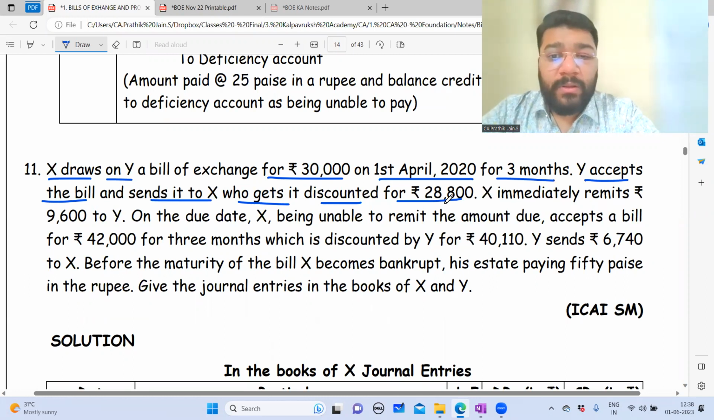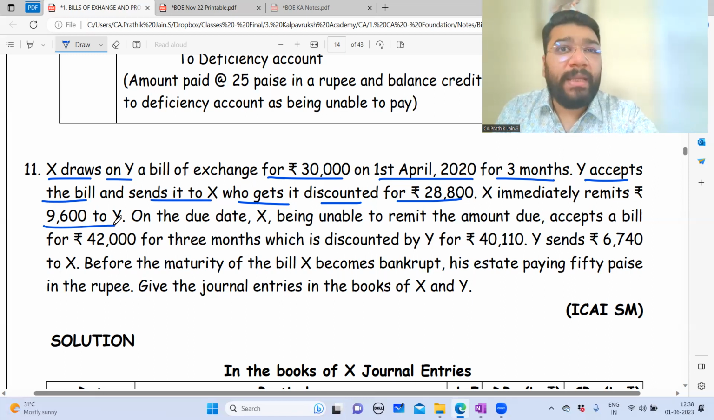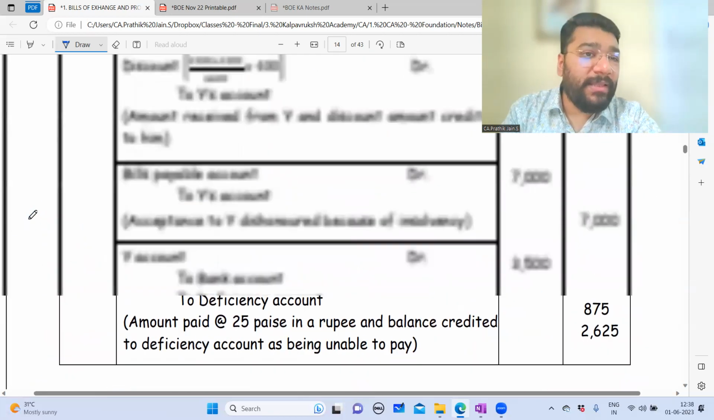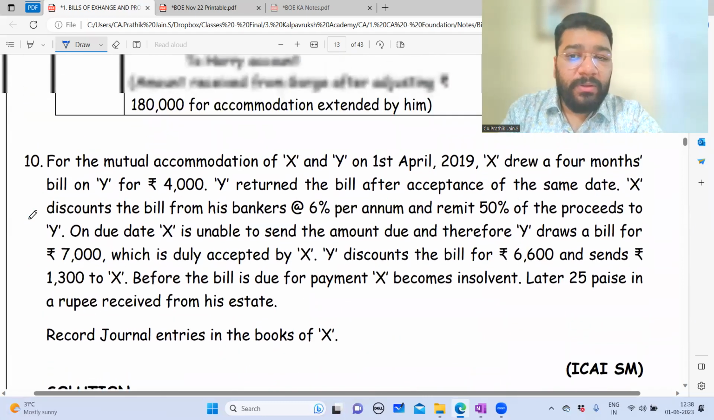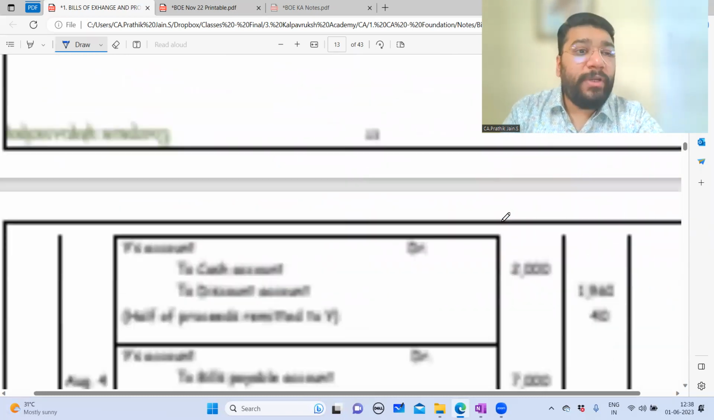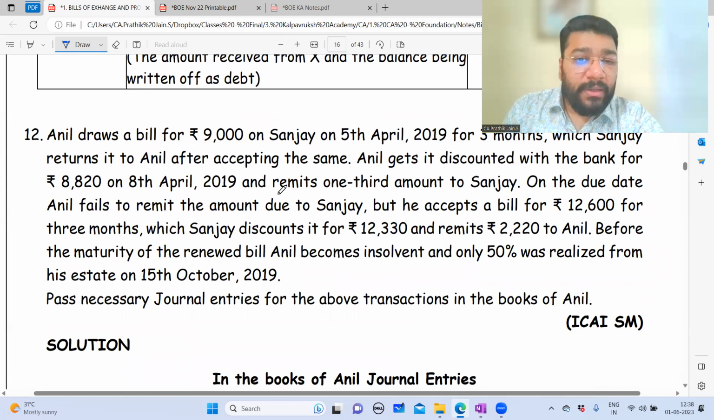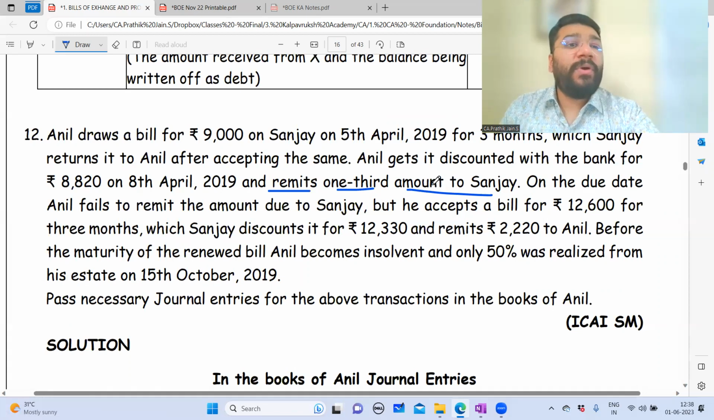Then X immediately remits 9,600 to Y. Some portion of it is being remitted. Now in this question, the amount X is remitting is given, but the percentage or fraction is not given. If you see question number 10, X remits 50% of the proceeds to Y is given. If you take the 12th question, he remits 1/3 of the amount to Sanjay. So in the 10th question, the percentage is given, in the 12th question, 1/3 means the fraction is given. But in the 11th question, neither percentage nor fraction is given. So you have to derive the percentage and fraction.